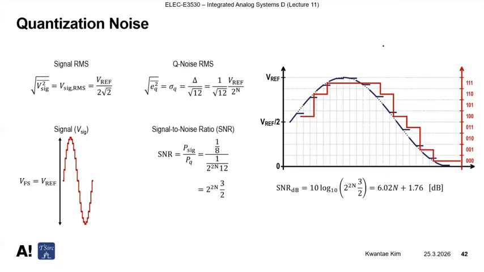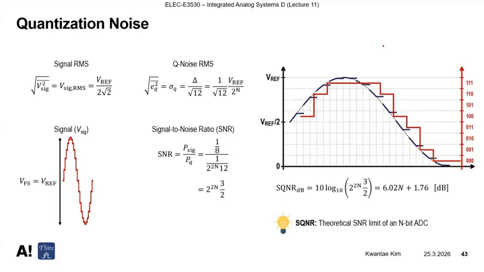After deriving the log domain representation, this is a power domain quantity, so you take 10 times log. If this is a magnitude domain quantity, without power, then you take 20. But in this case, we are taking power. So 10 times log 10, you plug this value into the log. Then you get a very, very famous equation in the ADC area, which is 6 times n plus 1.76. We call this SQNR, which is the theoretical SNR limit of an n-bit ADC.